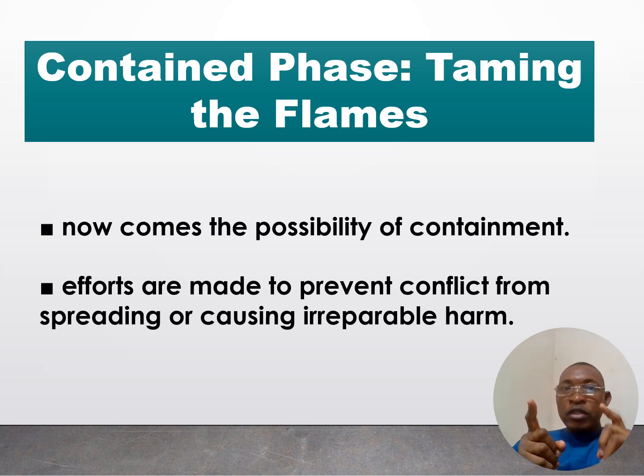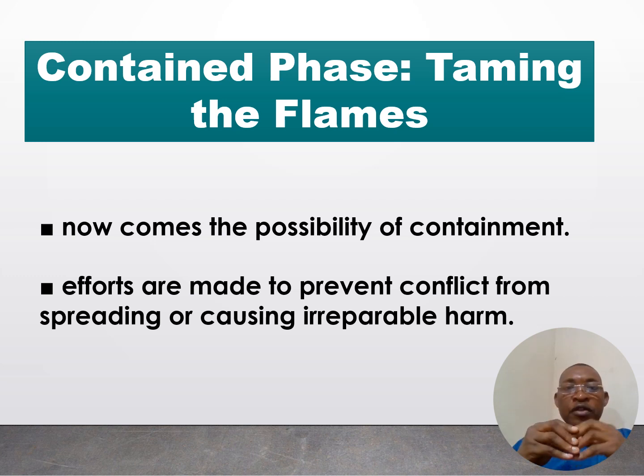When you see interventions, peacekeeping measures, and diplomatic initiatives starting to come up, that is the time the conflict has gone to the contained phase. But they are only trying to contain the conflict. Intervention, peacekeeping measures, and diplomatic initiatives are employed to prevent further escalation. It has been escalated, so we now use intervention and peacekeeping measures in order to prevent further spread of the conflict.